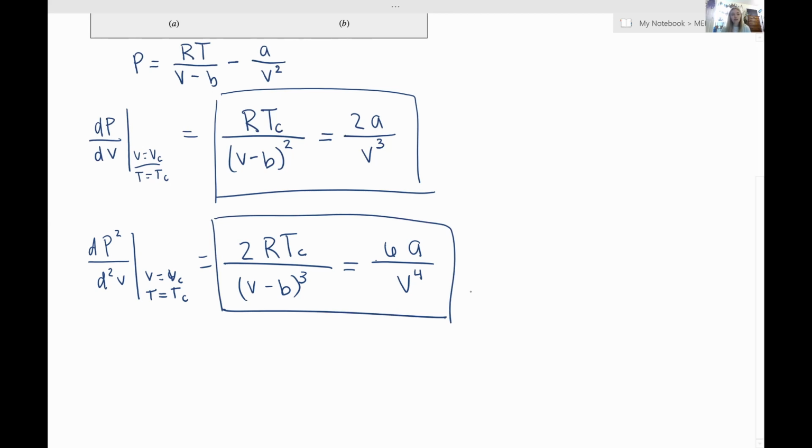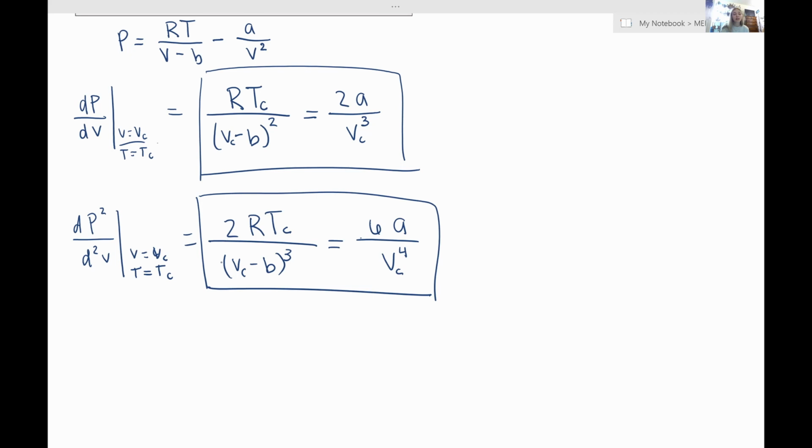So if you notice in these two derivatives here, we have alike terms with our R value, critical temperature, and critical volume. So what we're going to be able to do is divide out the second derivative by the first derivative to simplify this a little bit and make it easier to find parameters for A and B.